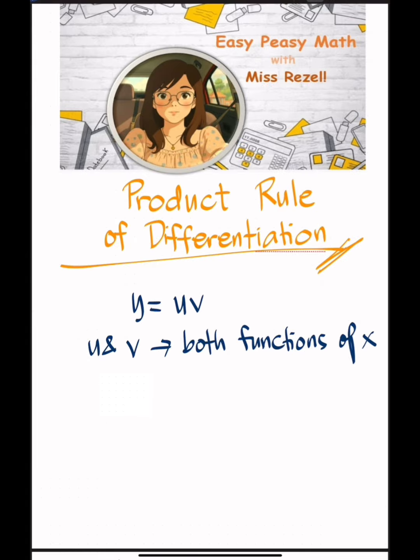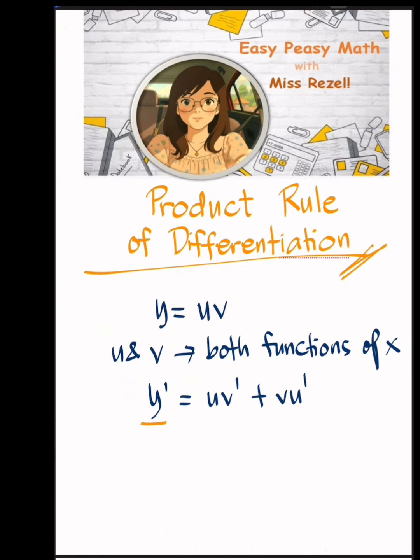Let me show you. So we have y prime equals the first function kept as is, multiplied by the derivative of the second function, plus the second function kept as is, multiplied by the derivative of the first function. We can also rewrite this as the derivative of uv equals u dv plus v du, where d represents differentiation. Now, let's try an example.